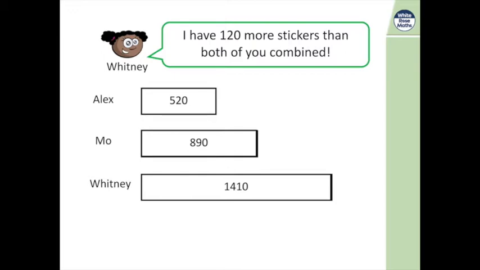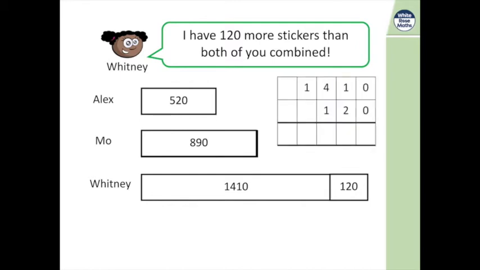But is that our final answer? Look back at the question again. Whitney said, I have 120 more stickers than both of you combined. So we need to add on another 120. See what I mean about multi-step problems? Add the two together. Gives you an actual final answer of 1,530.